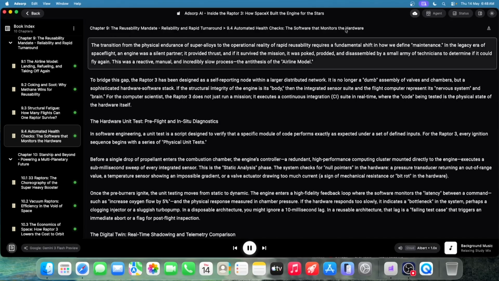And the transition from the physical endurance of superalloys to the operational reality of rapid reusability requires a fundamental shift in how we define maintenance. In the legacy era of spaceflight, an engine was a silent partner. It provided thrust, and if it survived the mission, it was poked, prodded, and disassembled by a small army of technicians to determine if it could fly again. This was a reactive, manual, and incredibly slow process, the antithesis of the airline model.